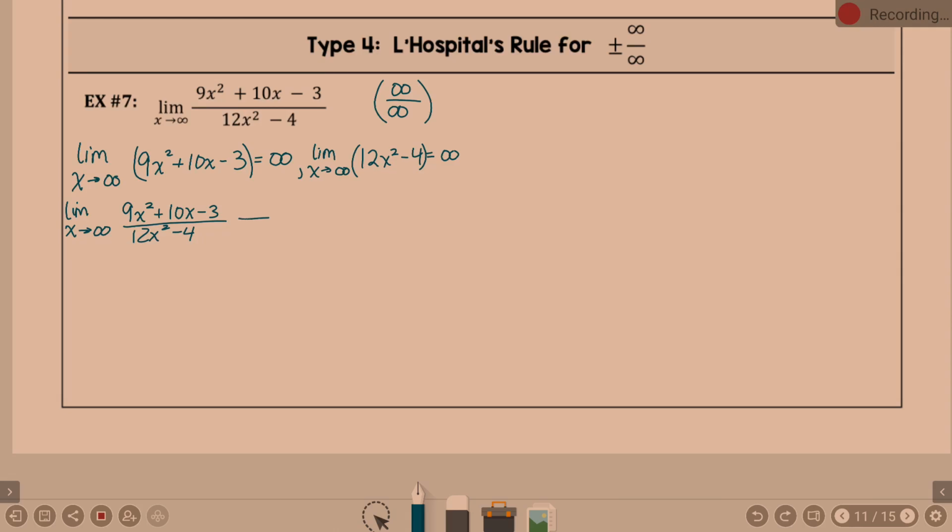Now I'm going to say by L'Hopital's. So L'Hopital says we're going to take the derivative of the top and the derivative of the bottom, not to be confused with the quotient rule. What is the derivative of the top? 18x plus 10, over the derivative of the bottom, 24x.